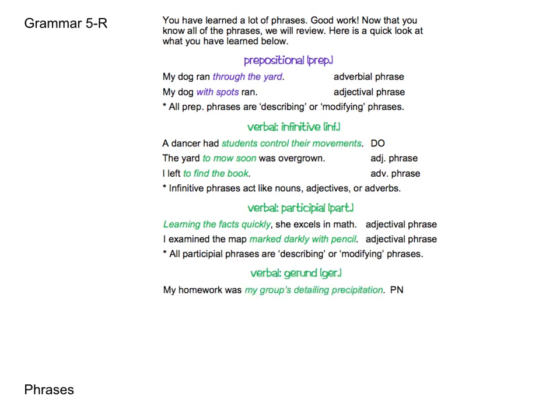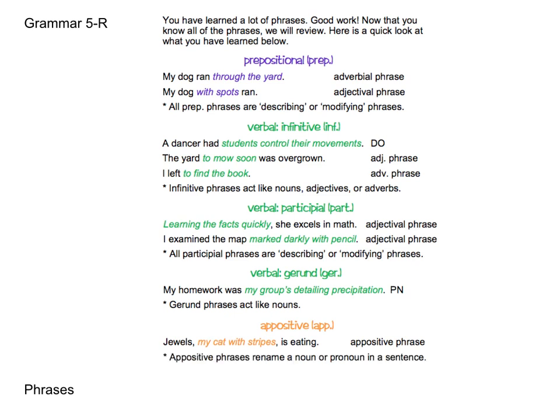For gerund phrases, they will always act like nouns. Here we have our example. My homework was my group's detailing precipitation. So my group's detailing precipitation is our gerund phrase, and it's acting as the PN in that sentence. And then lastly, we have appositive phrases. Appositive phrases are phrases that rename a noun or pronoun in a sentence. So in our example, we have Jules, my cat with stripes, is eating. Jules is being renamed by the phrase, my cat with stripes.